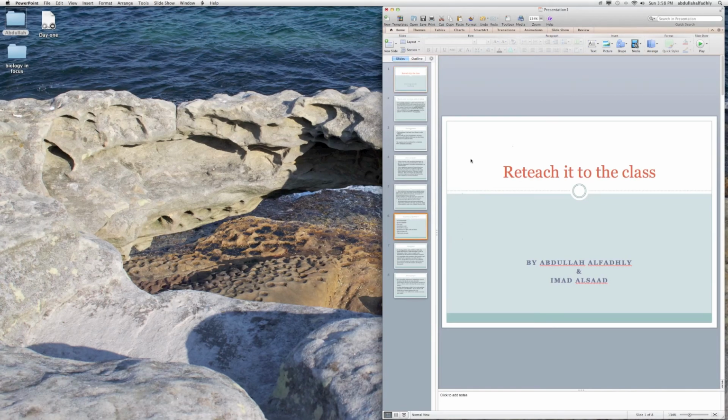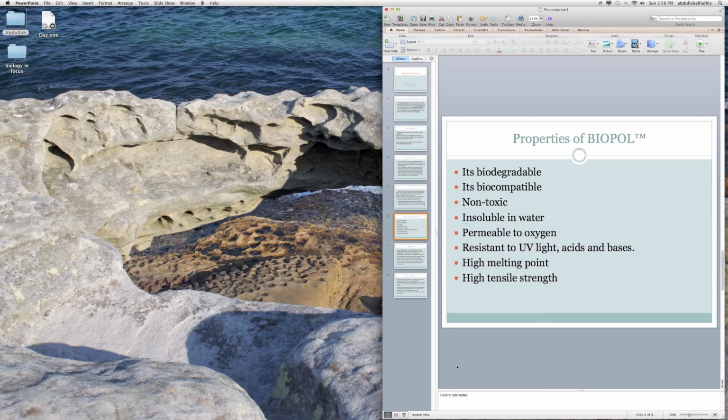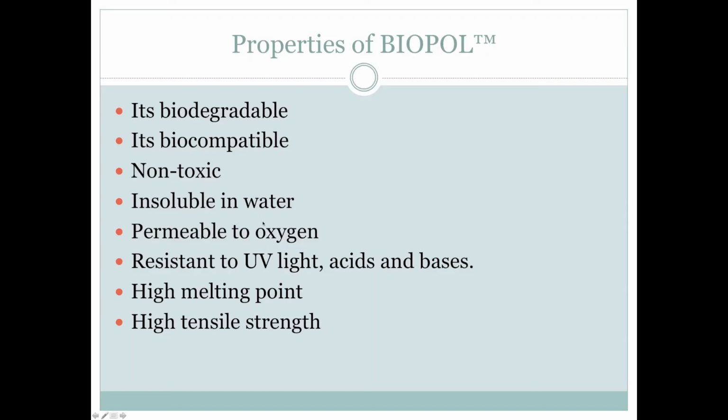Something that I just want to go over before this ends is this. What it means by biodegradable is that the environment can take care of it. For example, the bacteria can make it disintegrate. Biocompatible, I just covered. It means that the organism can accept it. Non-toxic is simple. Insoluble to water means that it will not dissolve in water. Permeable to oxygen means that oxygen can go through the actual biopolymer.